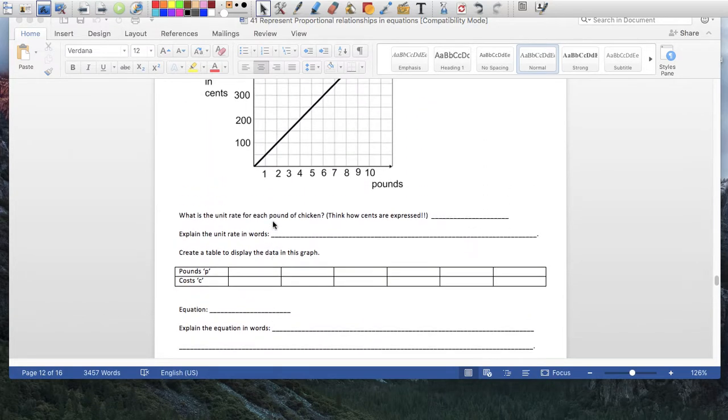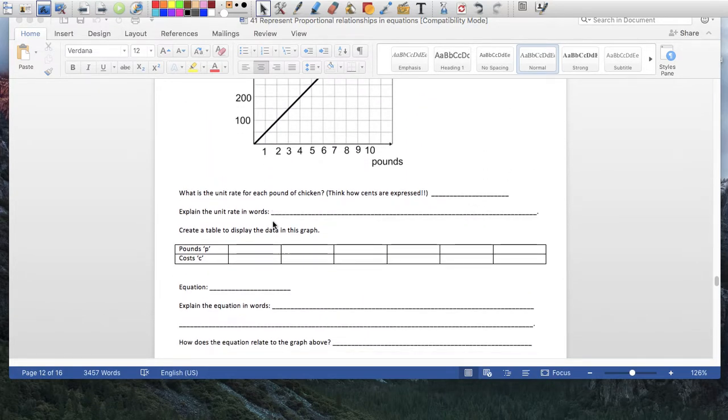How does the equation relate to the graph above? So the equation and the graph show a proportional relationship, right? Because the graph starts at 0, 0, right? It goes to the origin, in a straight line, and it's proportional.